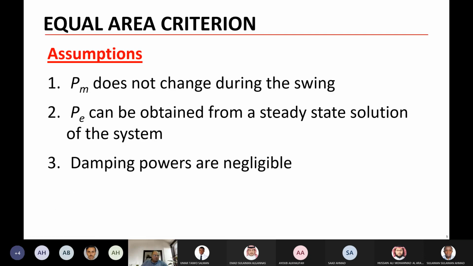Pm can be obtained from a steady state solution of the system. If you know that the generator delivers 1 per unit, then at steady state, your Pm equals 1 per unit. Damping powers are negligible, and this is a conservative assumption.